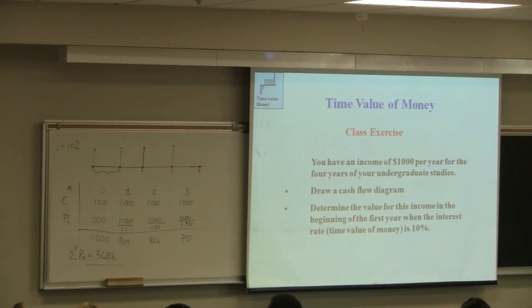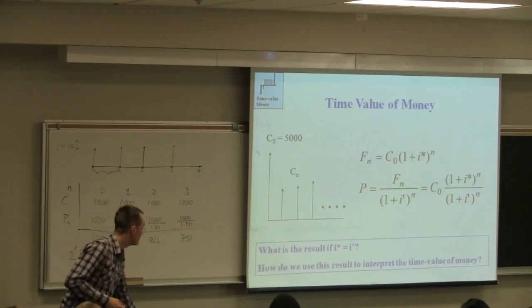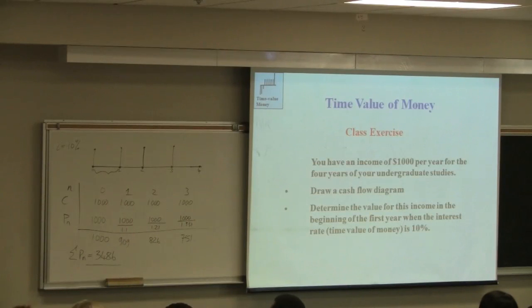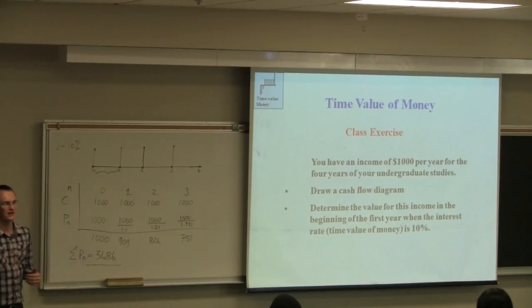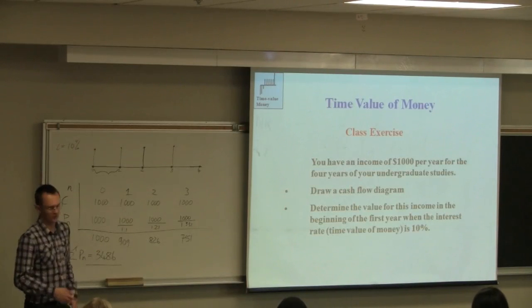Another way to interpret this is using the relationship we had up there earlier. If someone had given me $3,486 and I had invested it at compound interest at 10%, I would have ended up with $4,000 by the end of the third year. But it doesn't make allowance for you drawing that money out over those 4 years. But if someone did give me $3,486, I would have had $4,000 at the end of the fourth year.